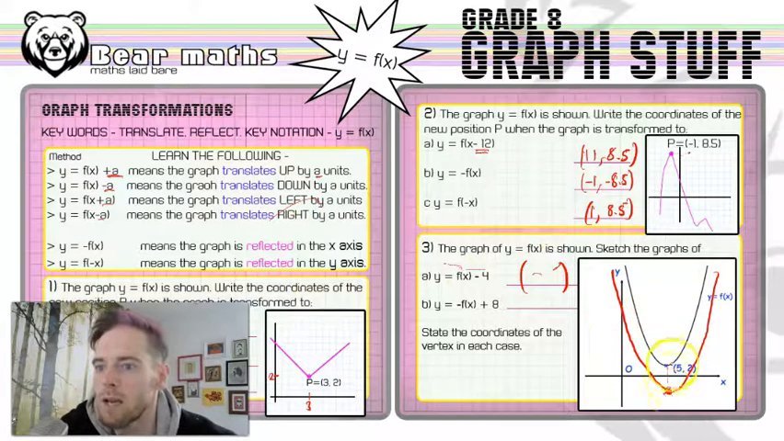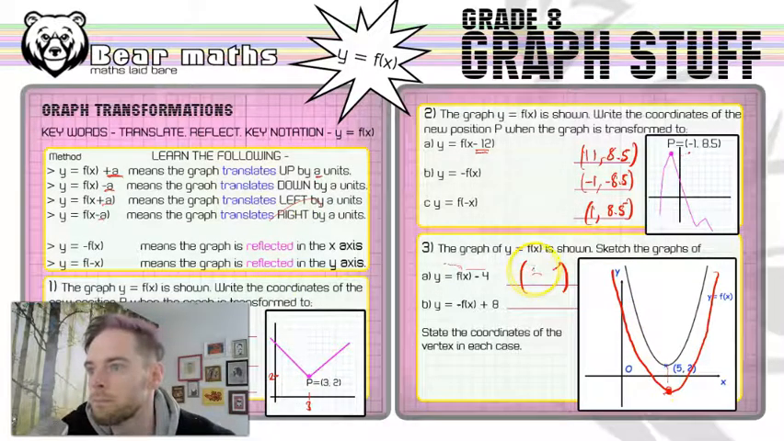So that point there would be 5, minus 2, because we moved down by 4 units from where it was.